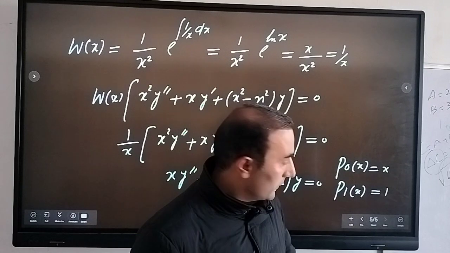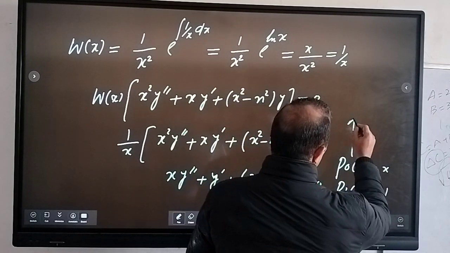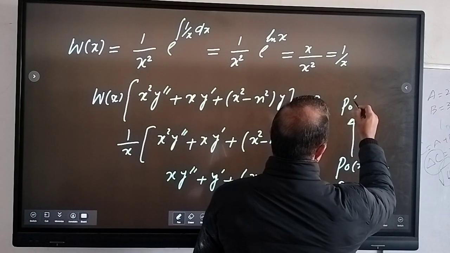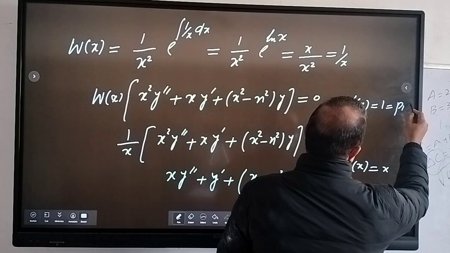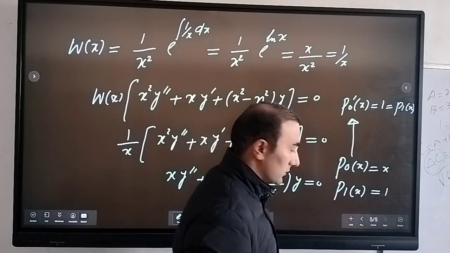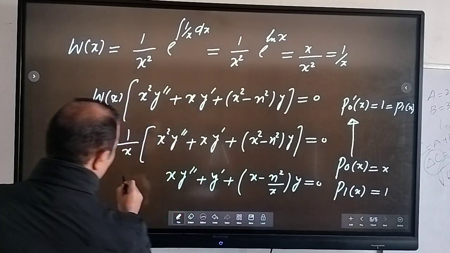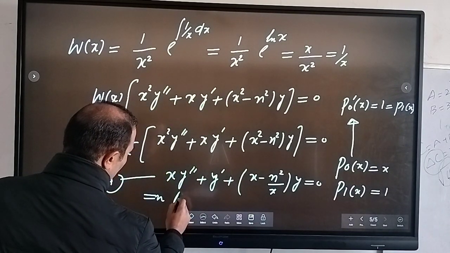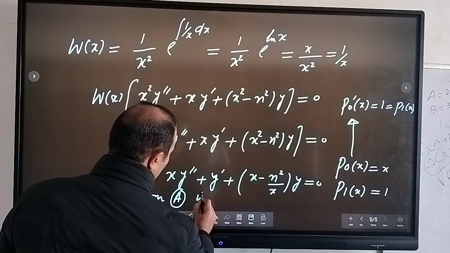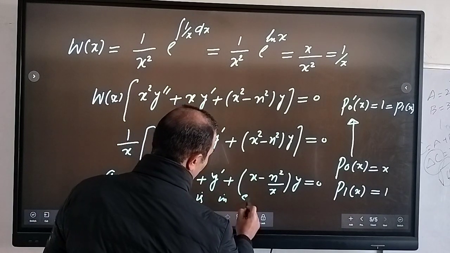So let us check the basic criterion for a differential equation to be self-adjoint. We need to check the criterion that p0 dash of x is equal to p1 of x. From here, if you calculate p0 dash of x, that's equal to 1, and that is equal to p1 of x. So that means this differential equation, this equation A, is self-adjoint.